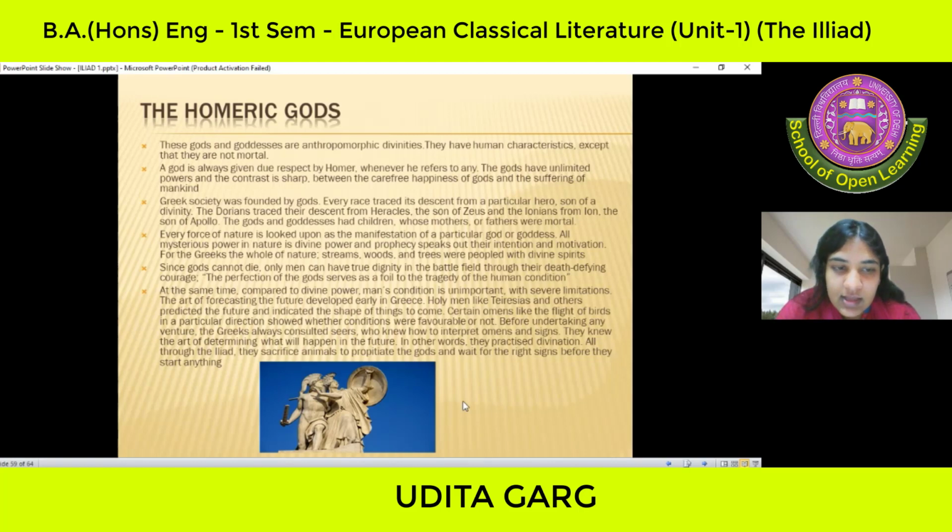Now, before undertaking any venture, the Greeks always consulted the seers who knew how to interpret omens and signs. They knew the art of determining what will happen in the future. In other words, they practiced divination. All through the Iliad, they sacrificed animals to propitiate the gods and wait for the right signs before they start anything. Right? So this is how the gods are relevant.